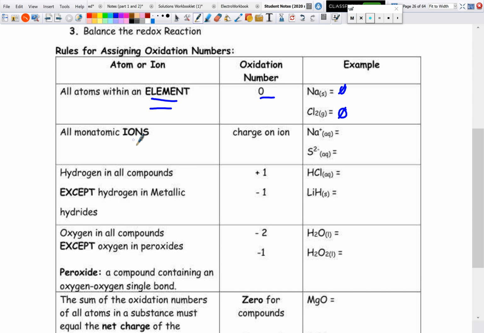Now if we have a monoatomic ion, remember monoatomic just means a one-atom ion, the oxidation number is the charge on the ion. So for example, the sodium ion is a positive 1, so the oxidation number is also a positive 1. The sulfide ion is a -2 charge, so the oxidation number is -2.